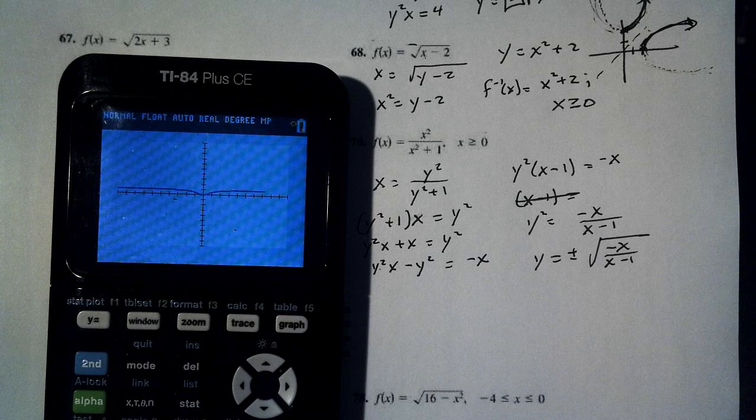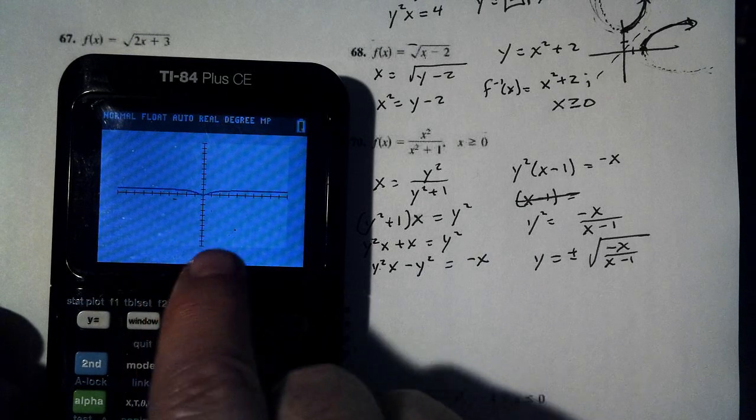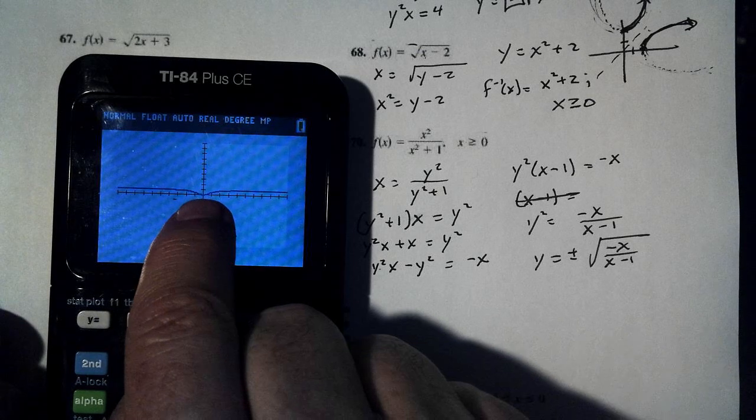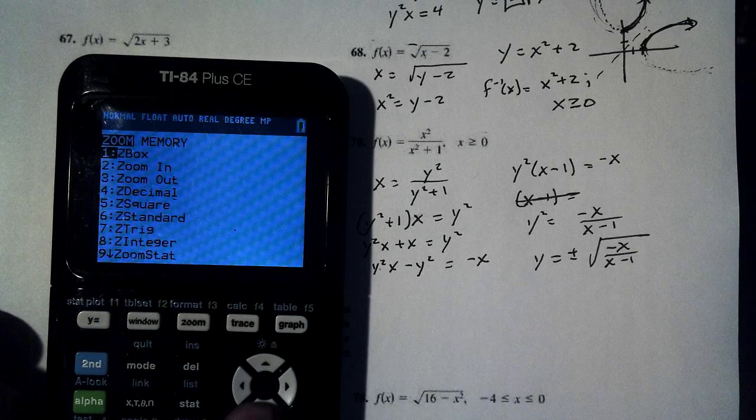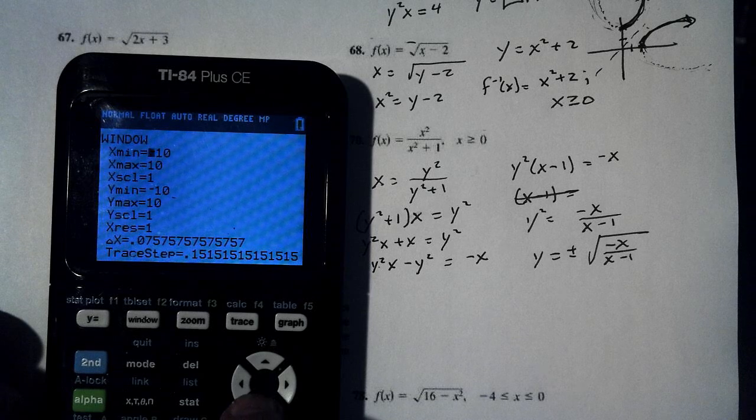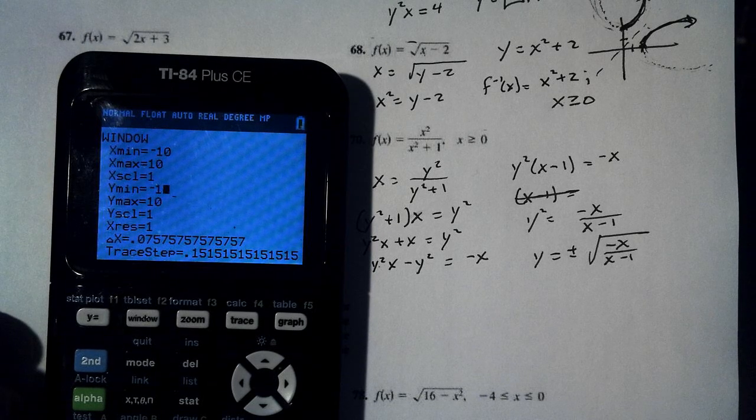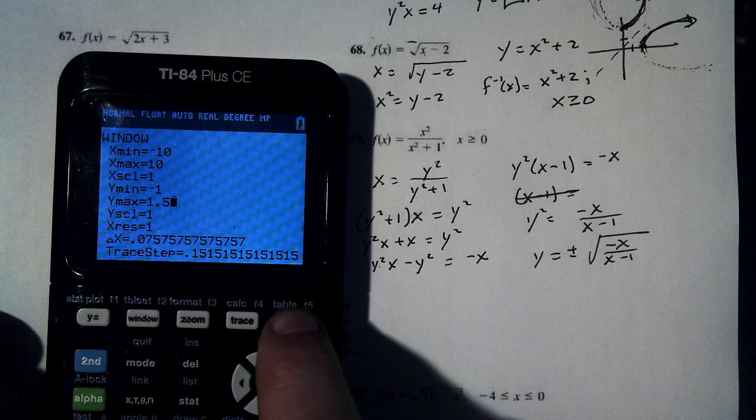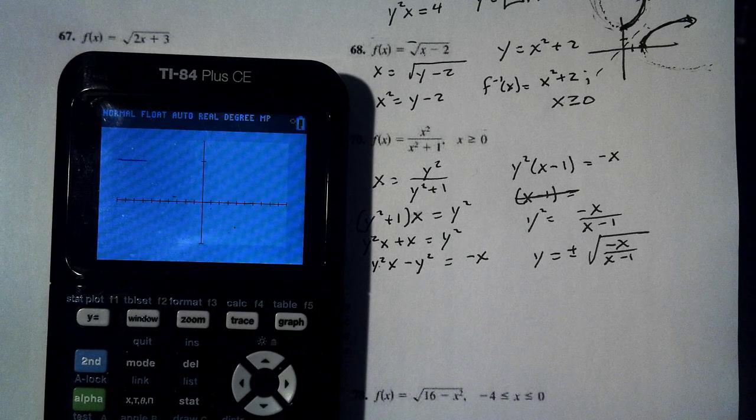We got a pretty interesting looking graph there. I'm going to change my window from -1 to 2 for my y's. Windows. -1 to, I'm even going to go 1.5 based on what I saw. Let's take a look here.